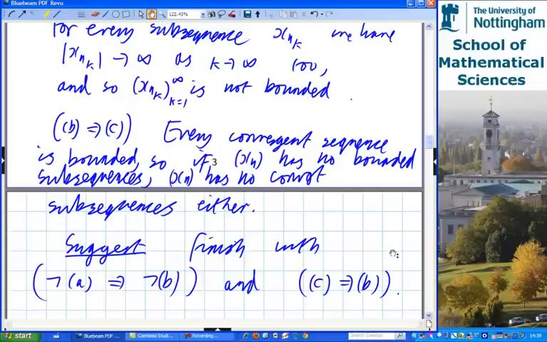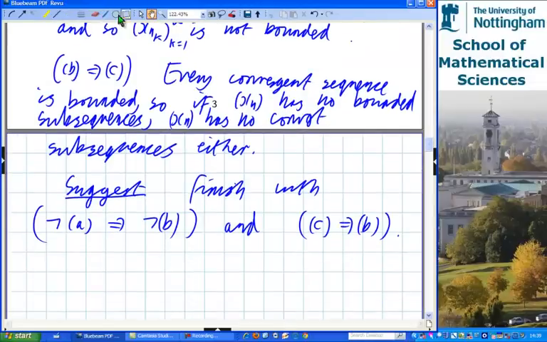Okay, it's time I did some of these for you. Let's have a look at not A implies not B. You have to be very careful with this one, because you have to be worried about things like oscillating sequences, like -1 to the n, which doesn't tend to infinity, but nor does it converge to anything else. So you can't assume it does converge to something just because it doesn't tend to -infinity.